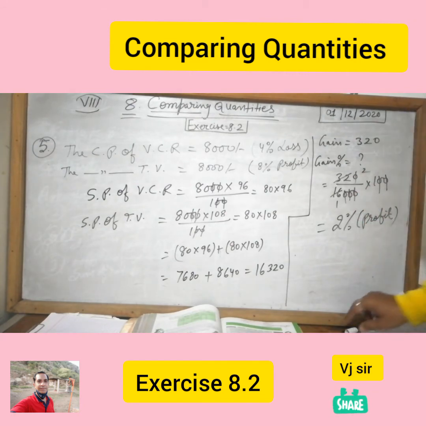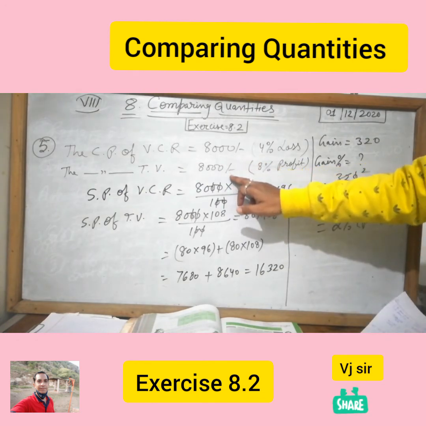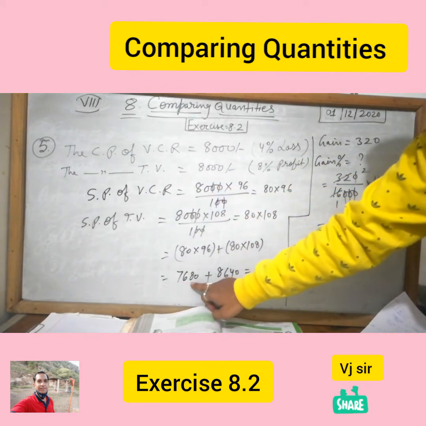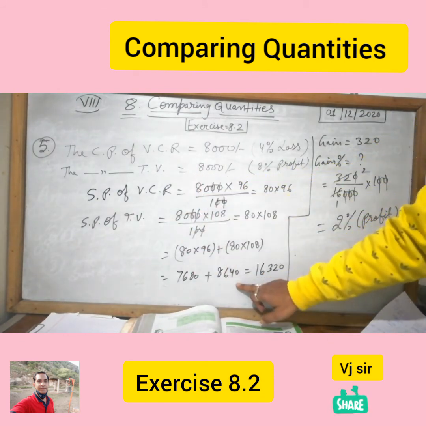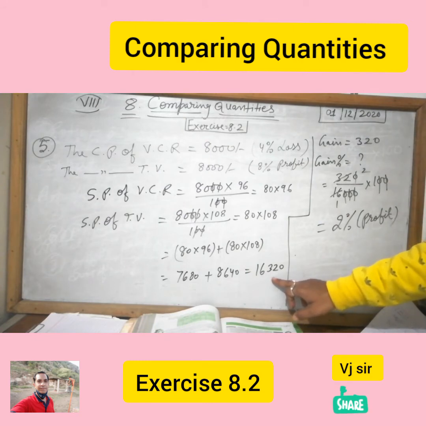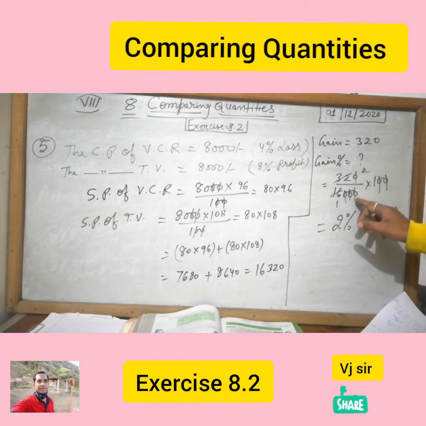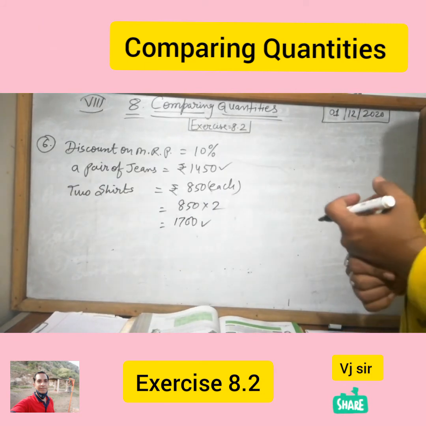So if you see in this transaction, the complete cost price is 8,000 plus 8,000, that is 16,000, and the selling price we found is 7,680 on the VCR and 8,640 on the TV. If you add, you will get 16,320. So 320 is the profit. So we found the profit percent. Okay, so this is the answer. We found it so simple. So now we move to question number 6.